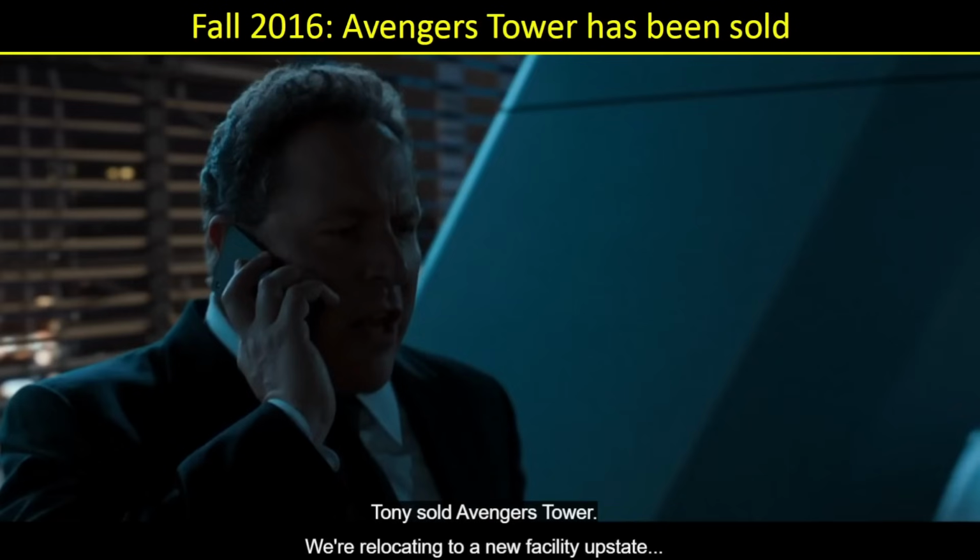All right, so now we move to fall of 2016. A really important thing happens during the Homecoming movie. We learn that Avengers Tower has been sold. Tony sold the tower, and we're relocating to a new facility upstate. So, of course, in the Thunderbolts movie, we will learn who bought that tower.